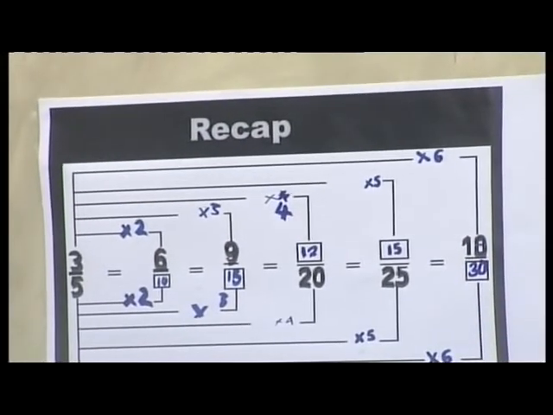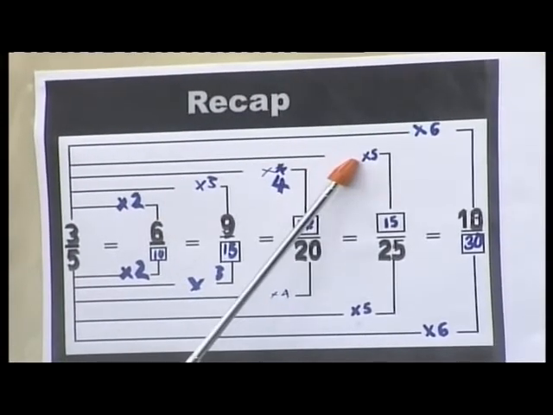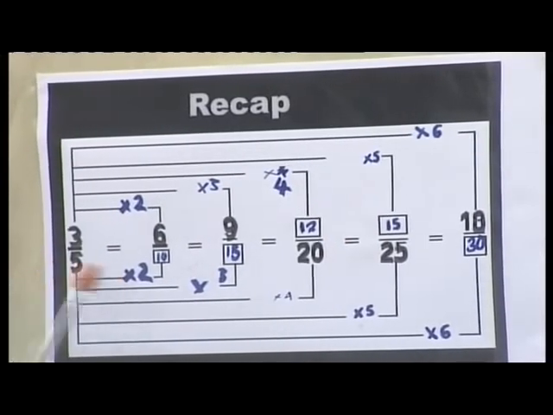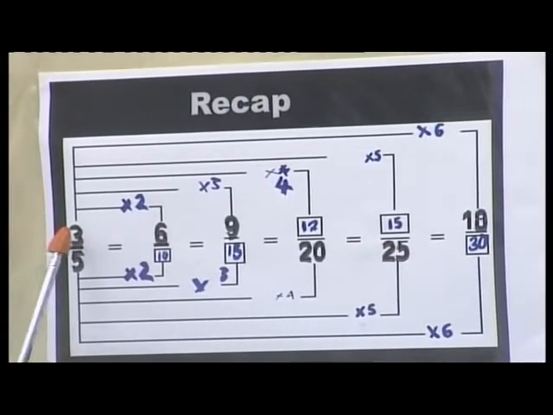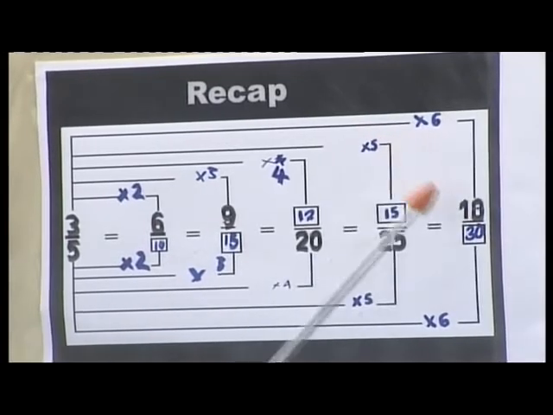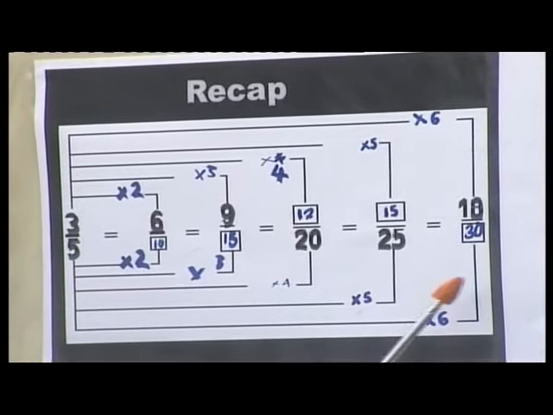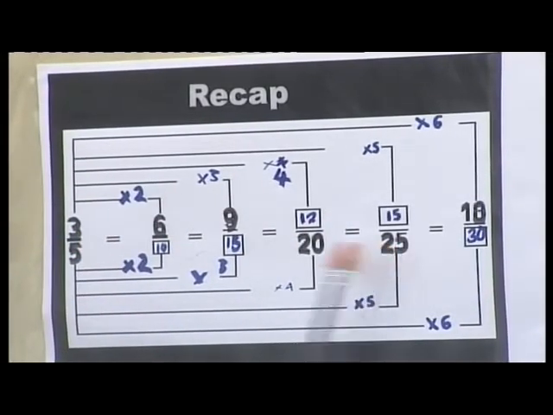Okay, thank you. Lorraine has come up with 3/5 times 5, or 3 times 5 is equal to 15, 5 times 5 is equal to 25. Then multiply 3 times 6 is equal to 18, 5 times 6 is equal to 30. So these are the answers, or the equivalent fractions, to 3/5.